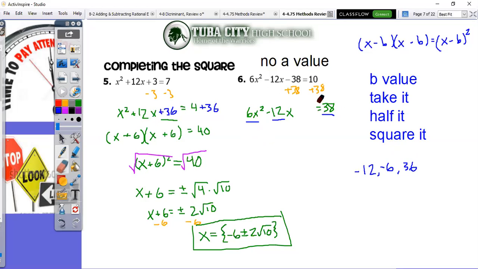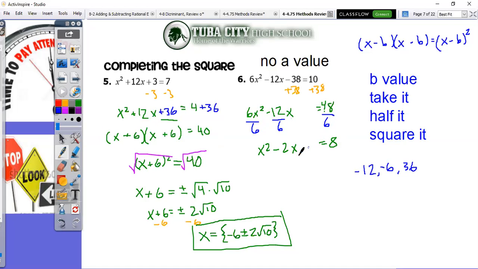Oh, this looks like it should be 48. As I look at it, I notice it would be 48. Okay, because everything should divide by 6. I knew that that should have worked out that way. And now we have x squared minus 2x, leave a space. And in this case, 48 divided by 6 is 8. There you go.